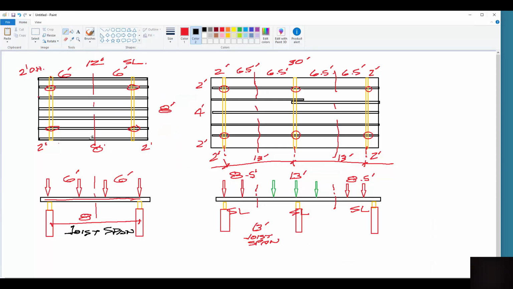So in this particular case, you can see the span here is 12 feet. The span here is 13 feet. The overhang is 2 feet. Those are all critical measurements. So how does the supported length work? We're going to be looking at that next.